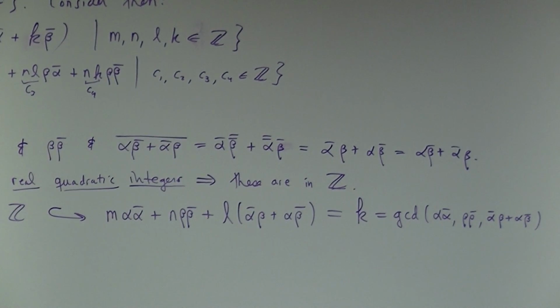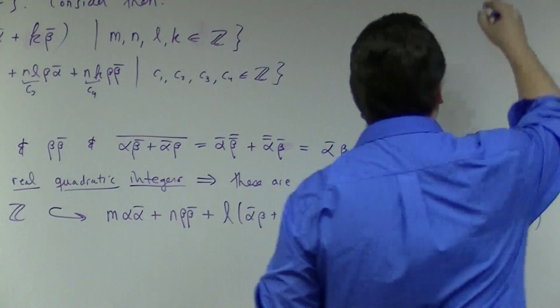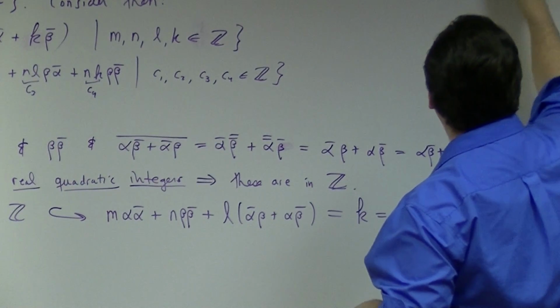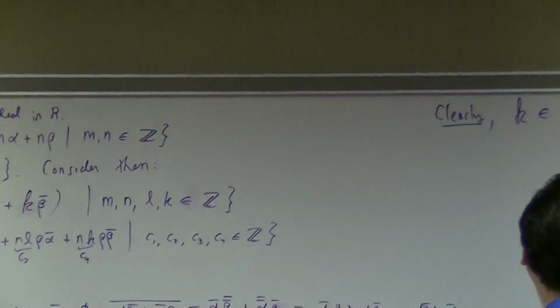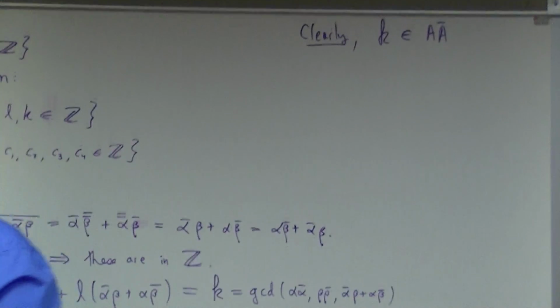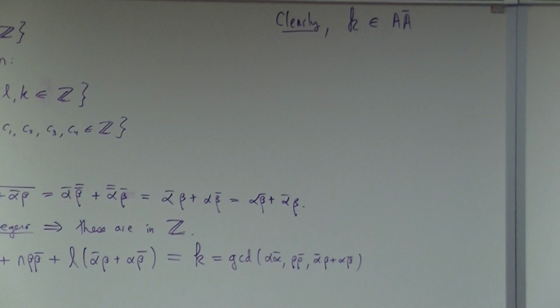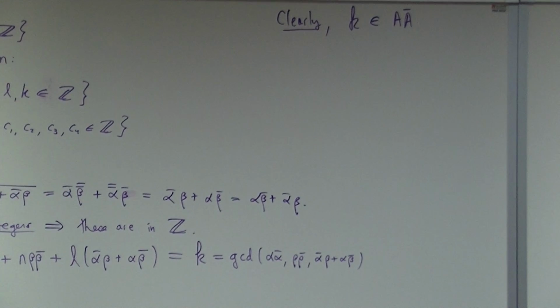Now what do we have already from this construction? So is K an element of AA bar? Clearly. There's a certain irony in that, or it's just the general use of the word clearly here. It's a tradition. So the greatest common divisor is built from sums of integer multiples of these things. So it's clearly in here. So K is an element of AA bar by construction.